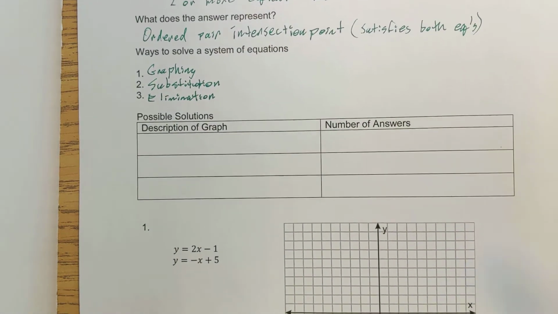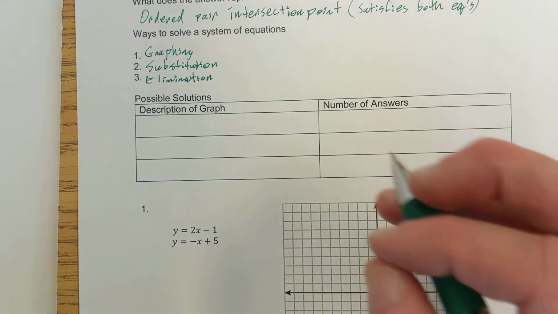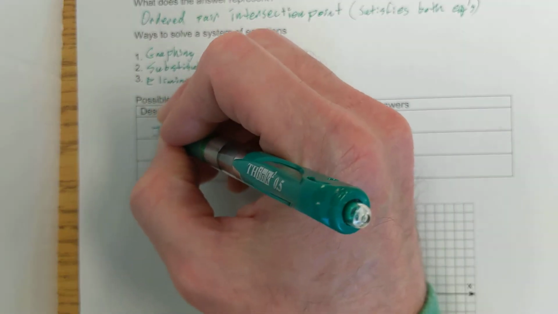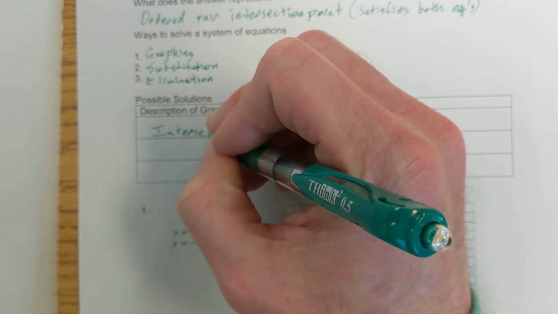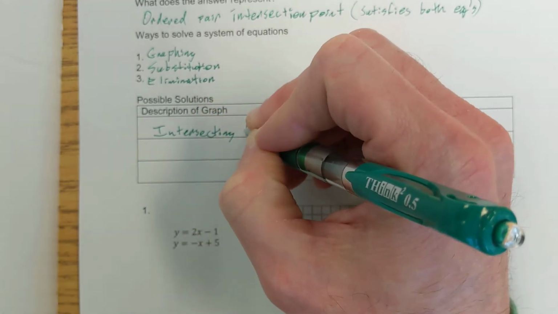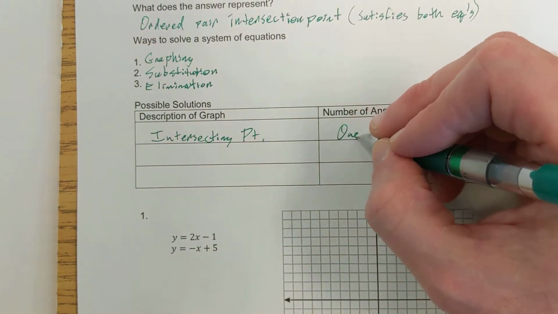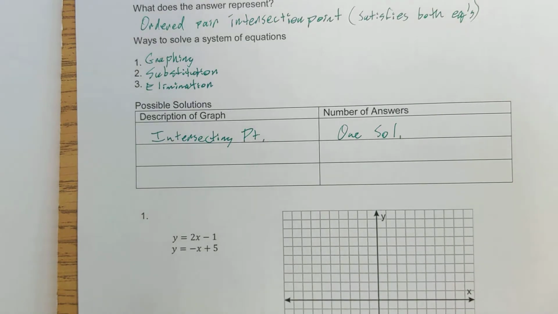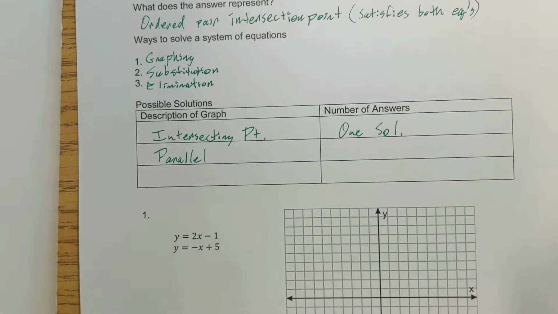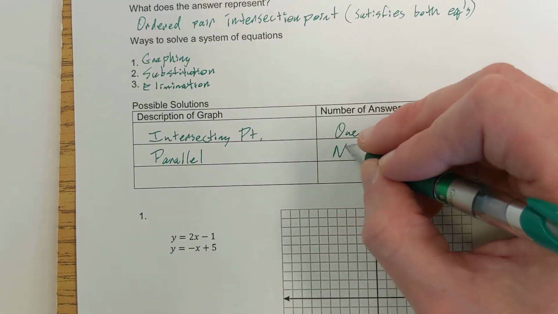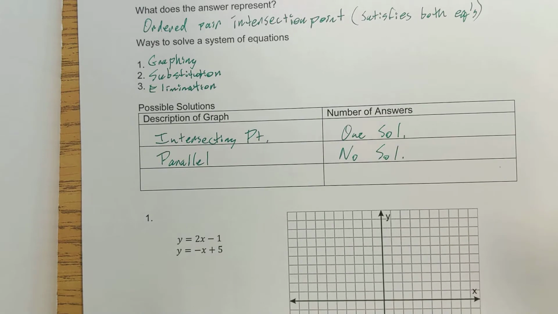All right, so possible solutions. We've got three things that can happen with the graph. So the description of the graph: if the graphs intersect at a point, that is when we will have one solution. If we get parallel lines, that is when we get no solution. The reason is no solution is because the lines do not intersect.